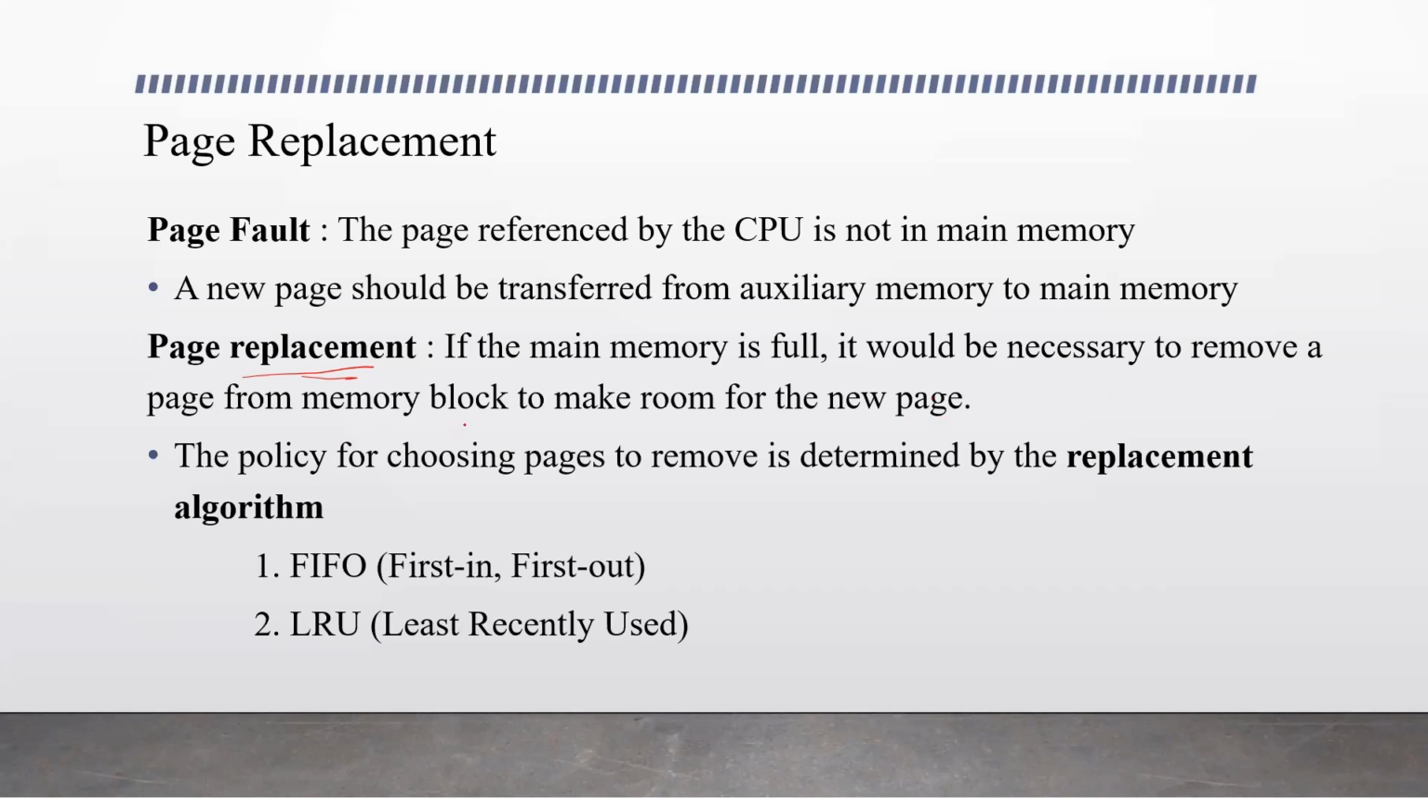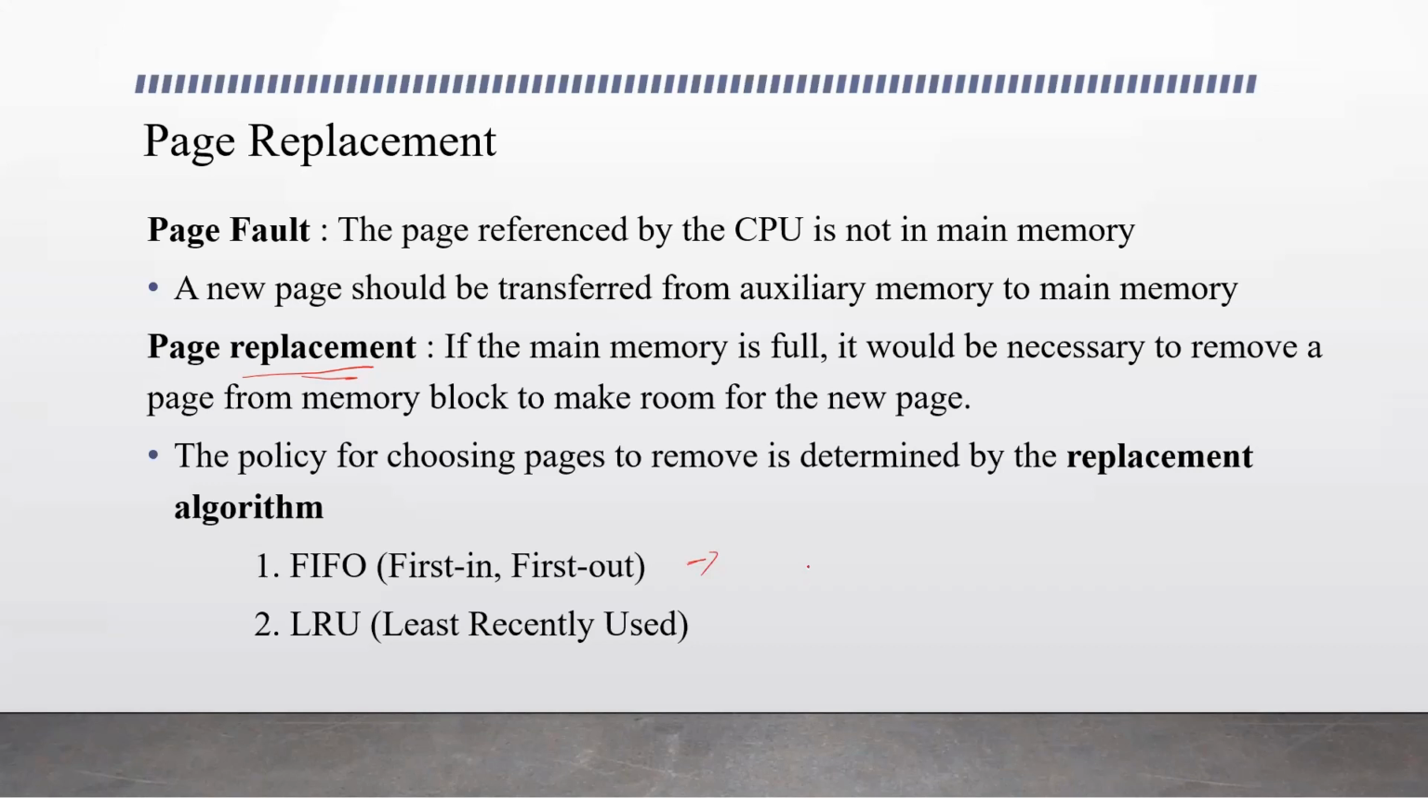So which particular block needs to be replaced? We need to identify that. The policy for choosing pages to remove is determined by the replacement algorithm. The two commonly used algorithms are first in, first out, and LRU, least recently used. First in, first out means that the page that is transferred first, that is stored first in main memory, is removed first.